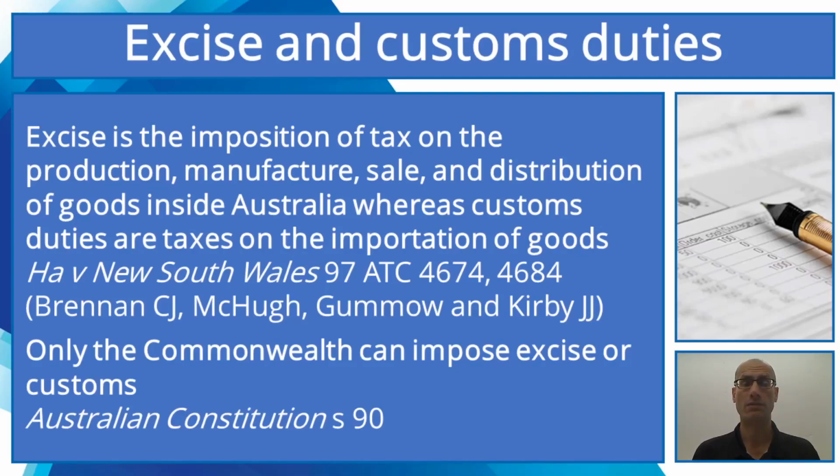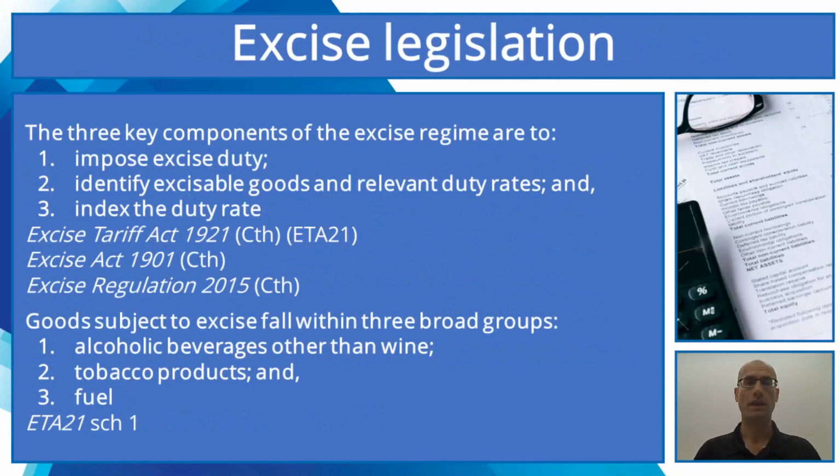And so as a result, this created even more of a problem in terms of the vertical fiscal imbalance between the states and the Commonwealth. And so now it's commonly accepted that only the Commonwealth can impose excise and customs duties. Looking at the excise legislation, it has to be noted that excise is to do with goods that are created and distributed in Australia. It's to be contrasted with goods that are imported.